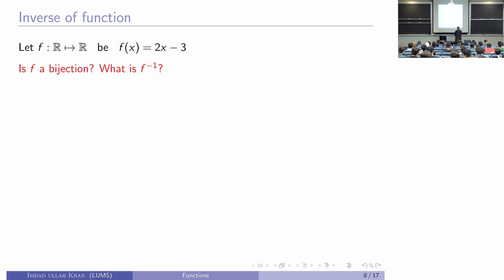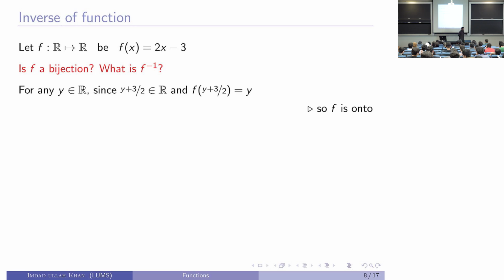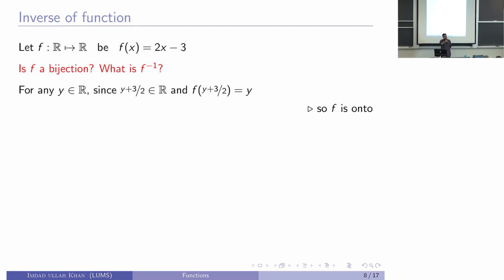Let's see if it is 1-to-1, and if it is onto. Last time we said that you pick any element y in this codomain of real numbers, and there must be something that f maps to this y, right? And it is (y plus 3) divided by 2: f of (y plus 3) divided by 2 will be y. And this is for any generic, arbitrary y. That is why the function is onto. Any real number has a pre-image, okay.